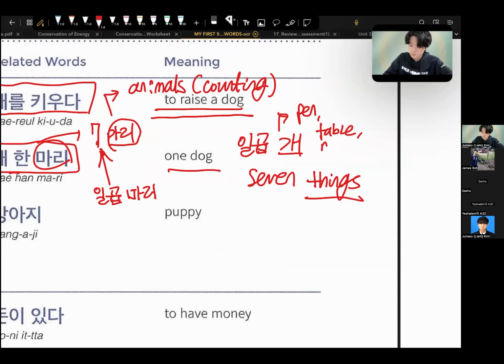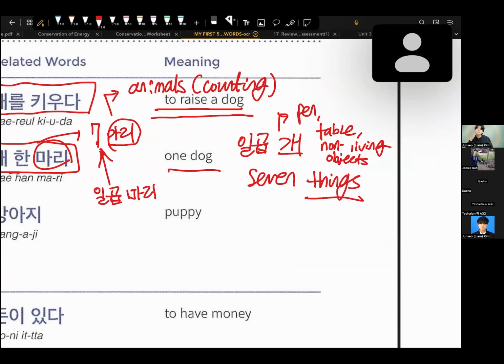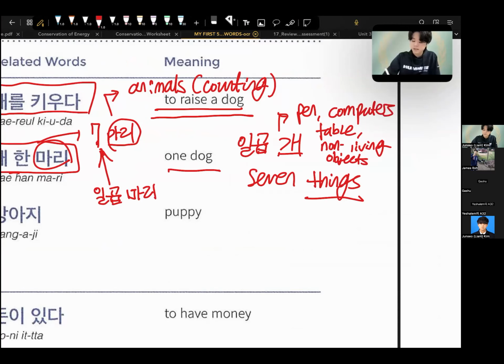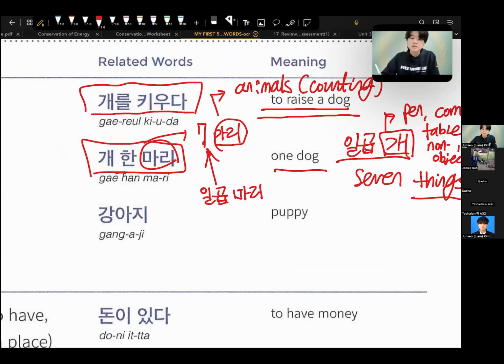Pen, table, or non-living objects, right? Like computers, something like that. Those objects that are not living, you should count them as 개. So you can say computer 일곱 개 or pen 일곱 개. But for dogs and cats and chicken, you need to say 일곱 마리. 마리 is the correct unit for counting animals.